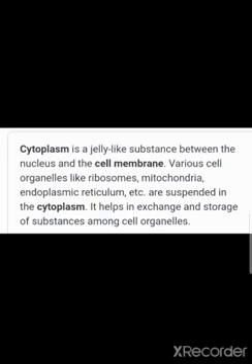So cytoplasm is also present in both plant and animal cells. What is cytoplasm? It is a jelly-like substance between the nucleus and the cell membrane. Various cell organelles like ribosomes, mitochondria, endoplasmic reticulum, etc. are suspended in the cytoplasm. So what does cytoplasm do? It helps in the exchange and storage of substances among the cell organelles. So these ribosomes and mitochondria are all organelles. They are found inside the cytoplasm.